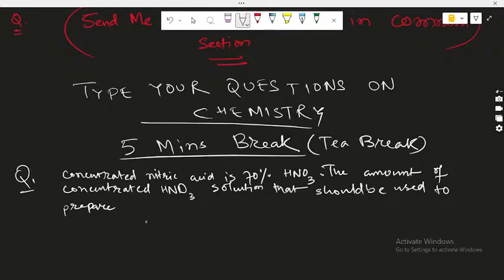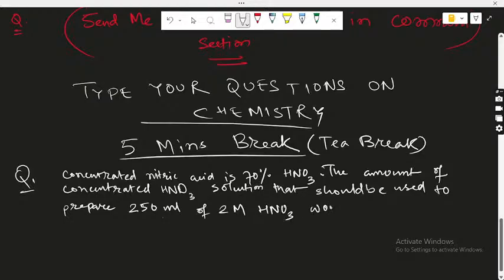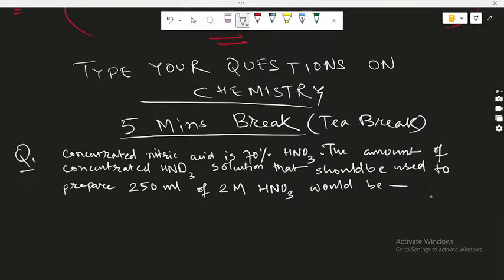Okay, Mir, I'm back to your question. Here, solution that should be used to prepare 250 ml of 2 molar HNO3 would be. Now I don't have the option, but I hope Mir will tell me at the end, when I do the final solution, whether it is correct or not. So anyways, let's start solving it.